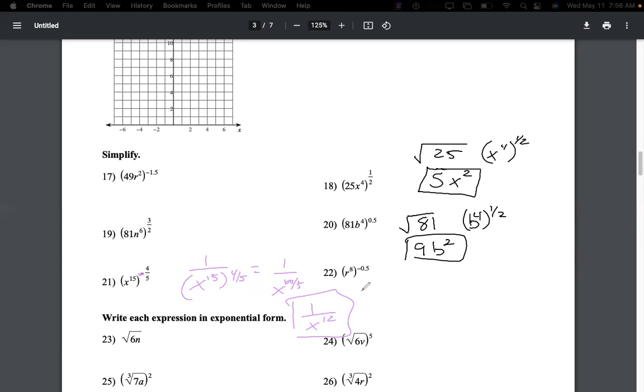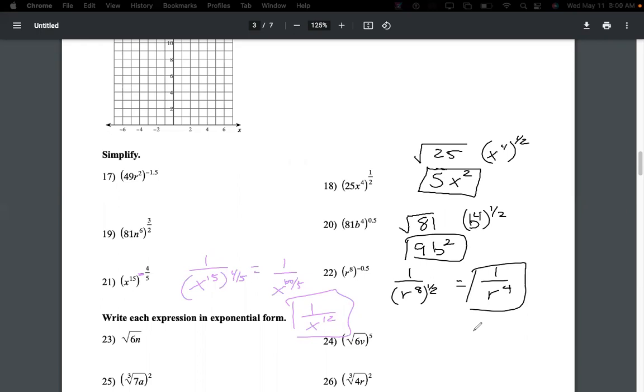Can you try number 22? All right. So let's look at 22. So we've got r to the negative 0.5 power, so we're going to go ahead and rewrite this as r to the 8th power raised to the 1/2 in the denominator. We have 8 times 1/2. Well, what's 8 times 1/2? 4. Okay, so this will be 1 over r to the 4th.